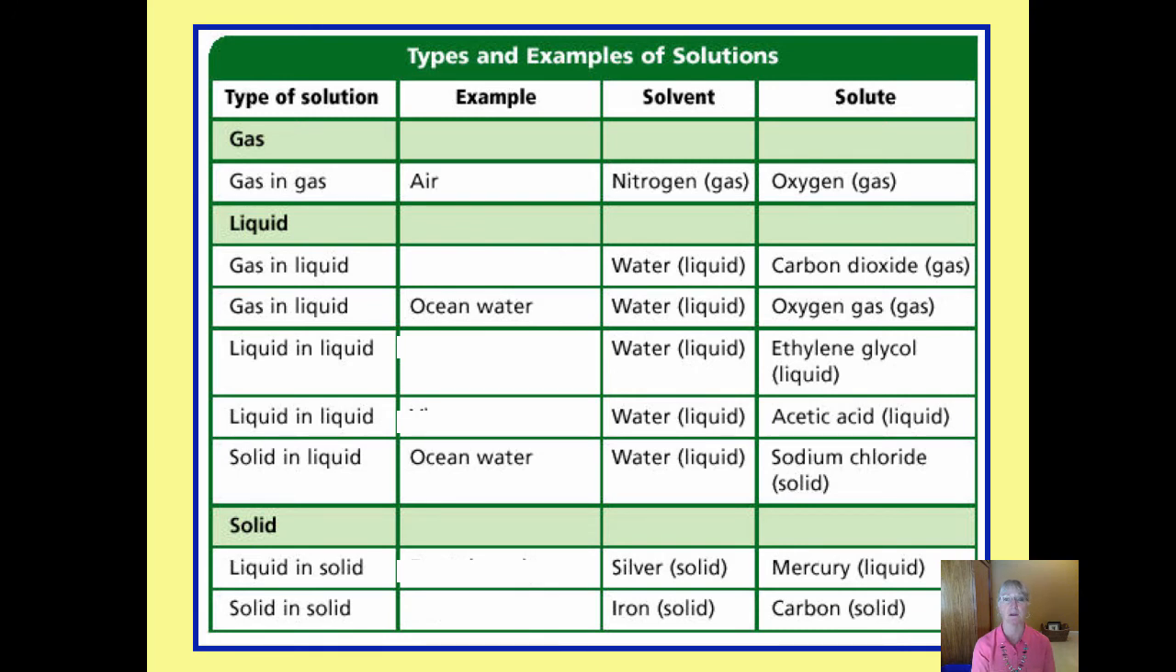Air is the solution of nitrogen and oxygen. Sometimes it's hard to tell what's the solvent and the solute in a gas mixture, but typically we say the solvent is the one that's present in larger amounts. Well, of course, air is about 79 or 80% nitrogen, so that's why we have the nitrogen in the solvent category and the oxygen in the solute. When you look at air, it looks uniform throughout. The oxygen and the nitrogen don't separate out into layers.